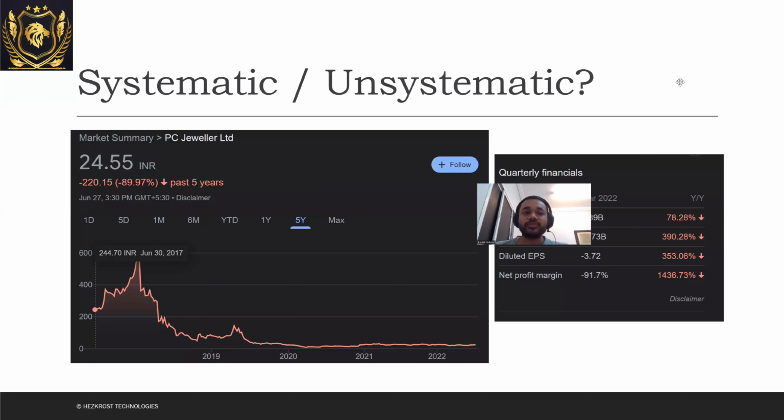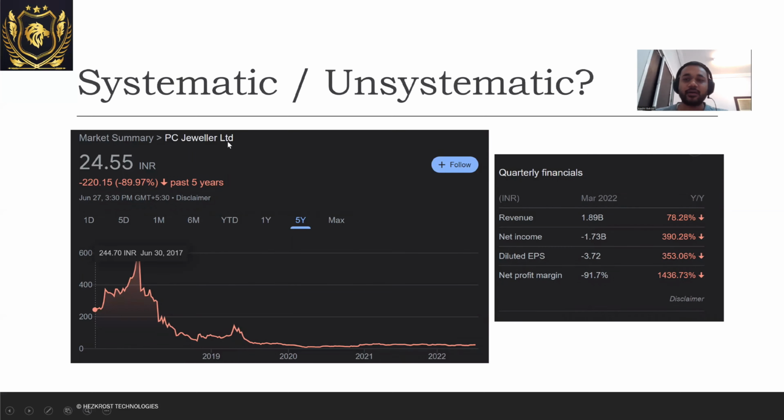All right, so what you see here is PC Jewelers. I know everyone must be knowing PC Jewelers. This particular stock has fallen by around 89% in the past four or five years. And even if you look at the quarter financials, this is just the latest quarter. We won't be going into historical quarters. We will understand how to look at the historical quarters as well. But for now, for this example, we would be just looking at the previous quarter. And you'll see that the revenue has decreased by 78%. The net income itself has decreased by 390%.